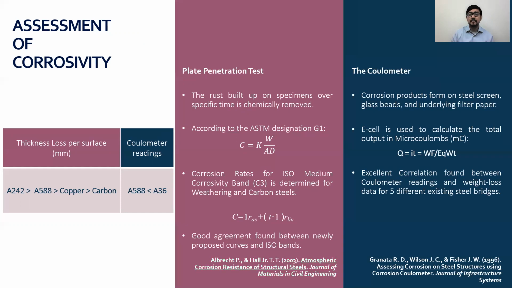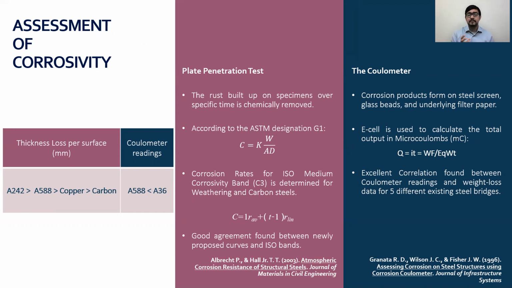Here, Q is the total amount of charge in coulombs, I is the total current flowing through the cell in ampere, T is the time of current flow in seconds, W is the total weight of material in gram, F is the Faraday constant, and equivalent weight is the weight of the material in gram equivalents.